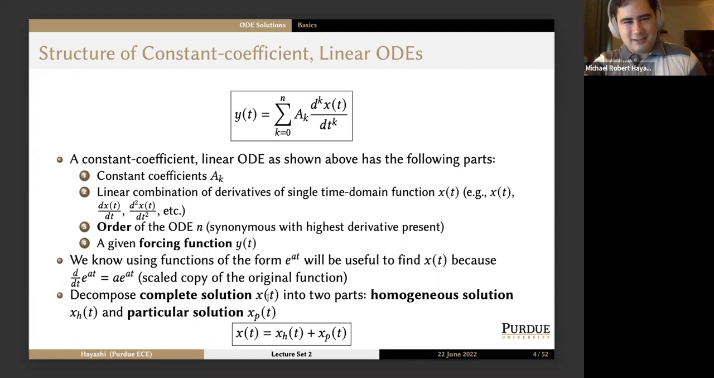Now we'll decompose the complete solution x of t, the function x of t that solves this differential equation, into two parts: the homogeneous solution x sub h of t, and the particular solution x sub p of t, such that x of t is equal to the homogeneous solution plus the particular solution.